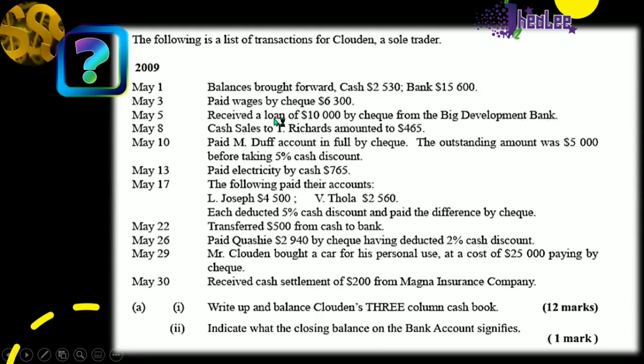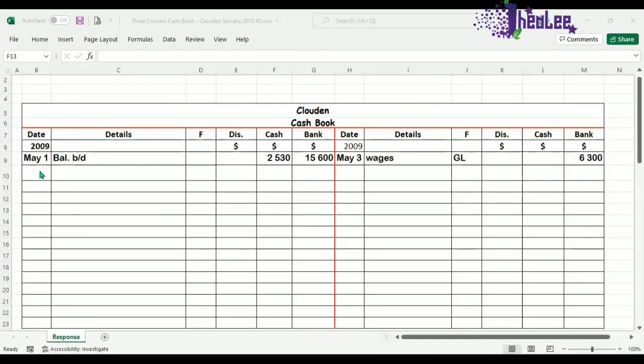This is saying received. So therefore, we're going to use the debit side. Received $10,000 by check from Big Development Bank. So the items affected are bank and Big Development Bank, representing that loan. So let's enter that. On the receipt side, our date is May 5th. Our details is Big Development Bank.